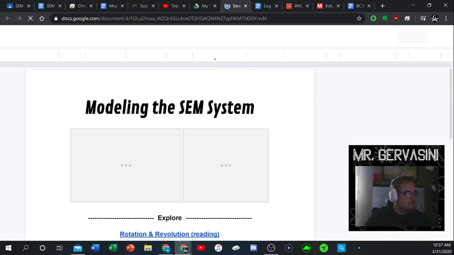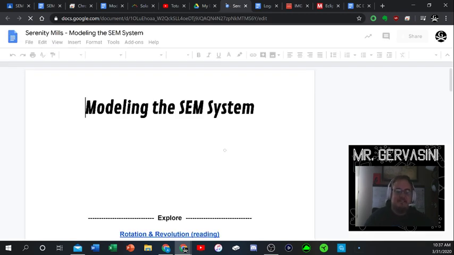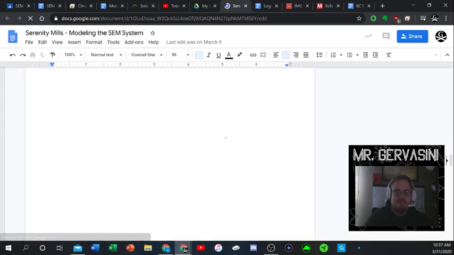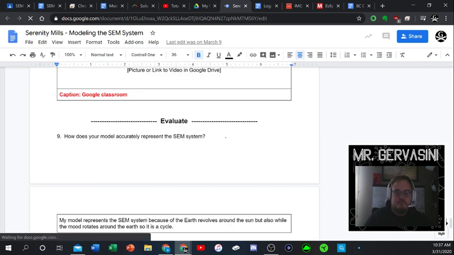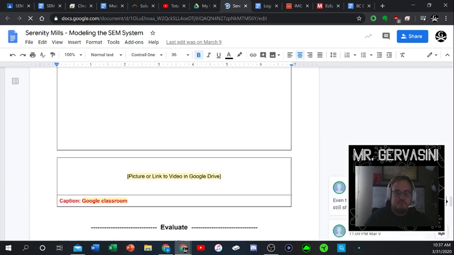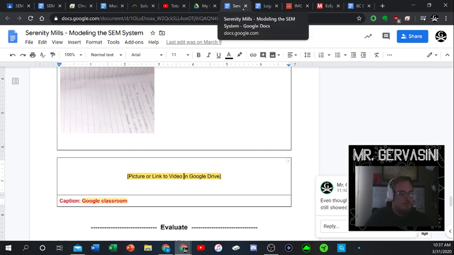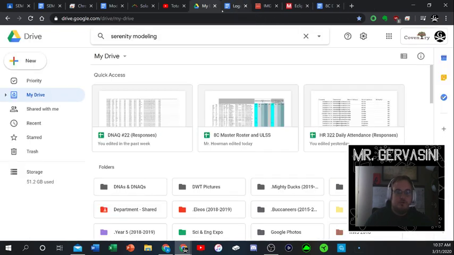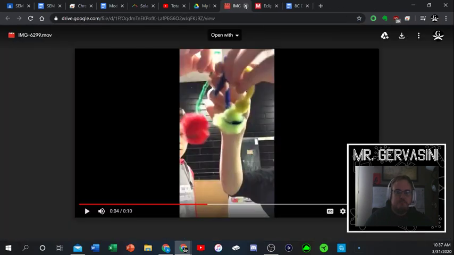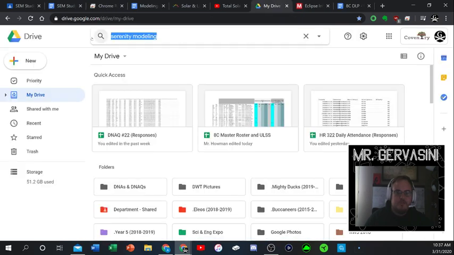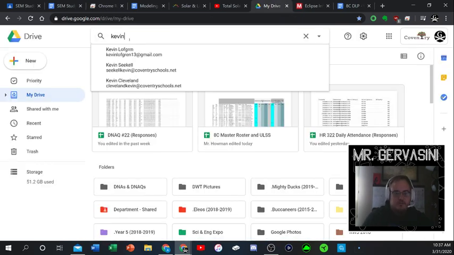Serenity, if you're watching, I'm going to be pulling up your model. Oh, you removed it. They showed motion using their hands, but it was still accurate motion. So they had a detached moon and an Earth in their model, and it was pretty good. Let's see if I can find another.